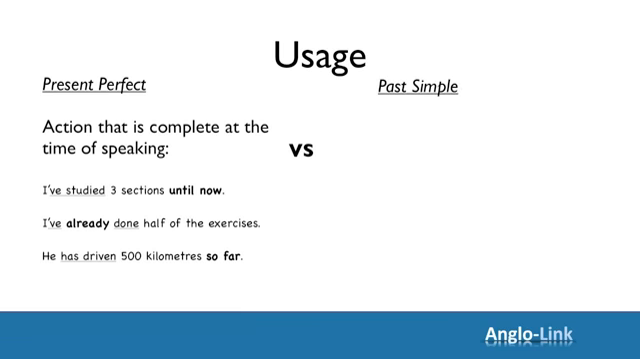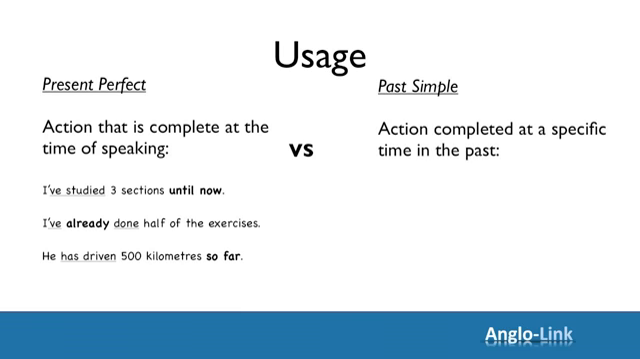Past simple is similar to present perfect in that it also refers to a completed action in the past. But this time, there's a clear reference to the specific time of the action in the past. Let's look at the examples. First example, I've studied 3 sections until now. The action is complete, but we don't know when.